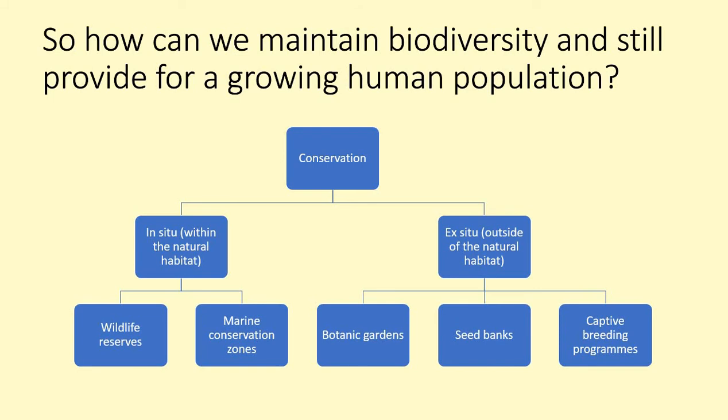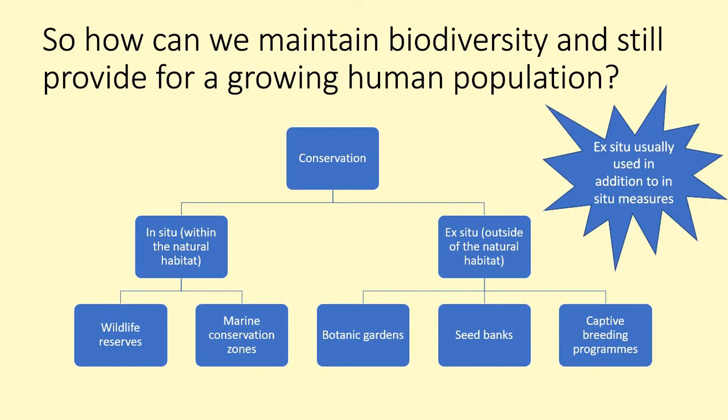And then we have ex situ, so that is outside of the natural habitat. So things like botanic gardens, seed banks, captive breeding programs, zoos and that sort of thing, where the species has been taken from its natural environment and is being bred or cared for within a different environment. Usually ex situ is in addition to in situ measures. So a lot of these captive breeding programs work with, for example, wildlife reserves to be able to then reintroduce or provide support.